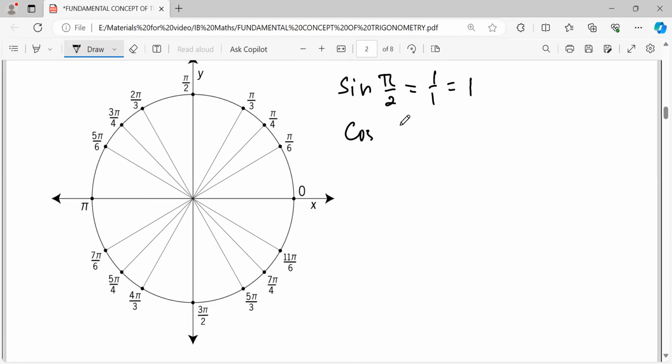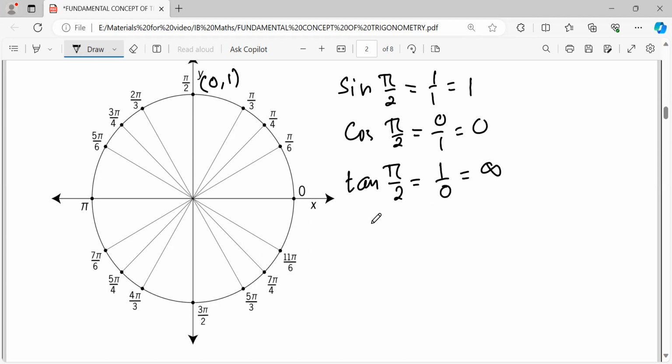Cosine pi over 2 equals 0 over 1 equals 0. So the coordinate point here is 0, 1. And this is the values of sine, and this is the cosine value. Okay, tangent pi over 2 equals 1 over 0, undefined.